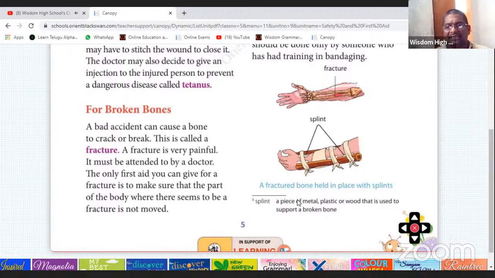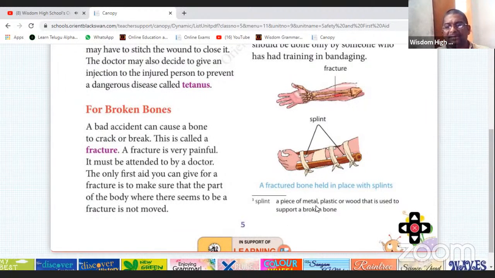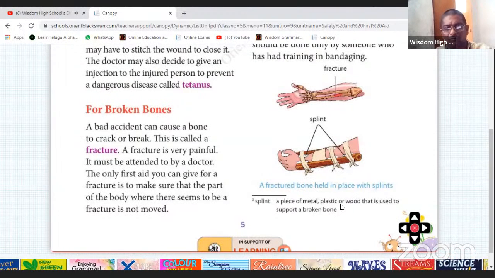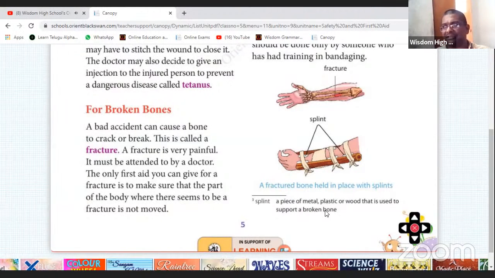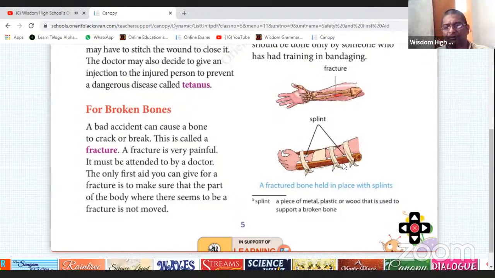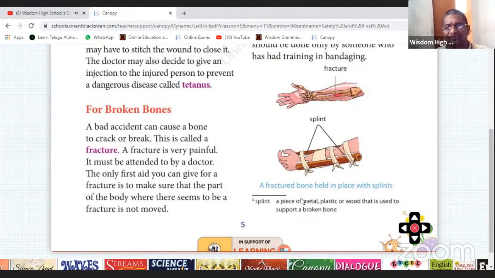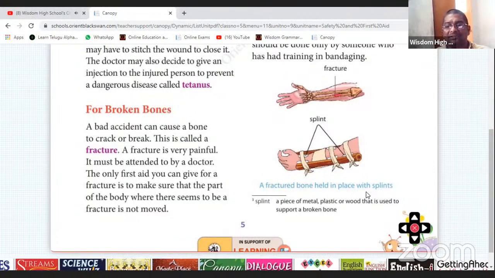Okay. A splint means a piece of metal or plastic. A piece of metal, plastic or wood that is used to support a broken bone. Yes, you are supported by the help of wood. Dear children, concentrate here. A fractured bone held in place with the splints.